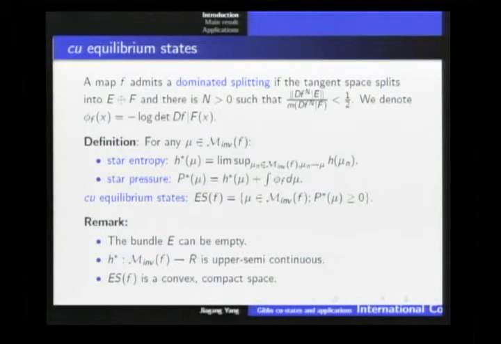First we need to say that the bundle E can be empty. If the bundle E is empty, the direction F is the whole tangent space, and the potential is the determinant of the tangent map. The second thing is that the star entropy is an upper semi-continuous function. And in the end, the space of CU equilibrium states is a convex compact space, maybe empty. But if it's not empty, the space should be convex and compact. So today we are going to study this space and give applications on it.